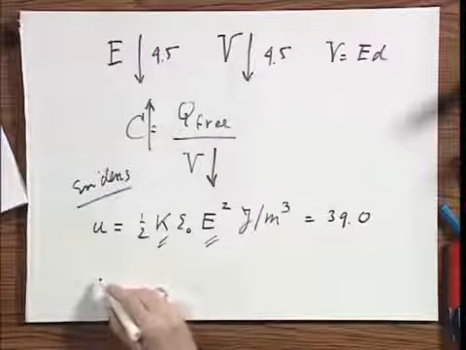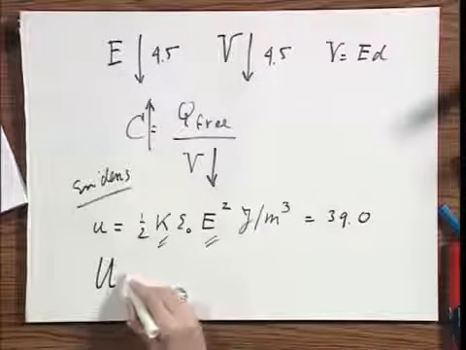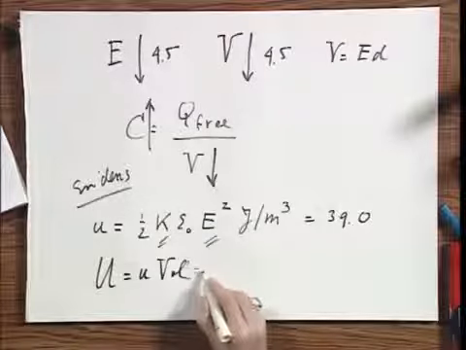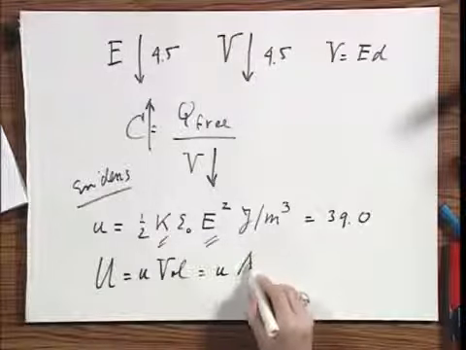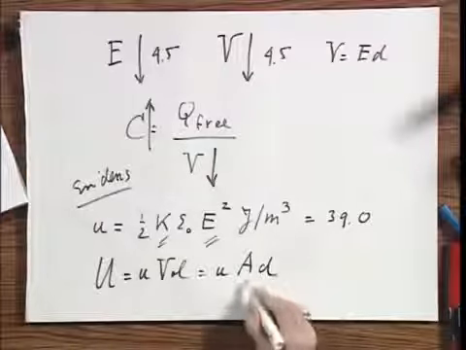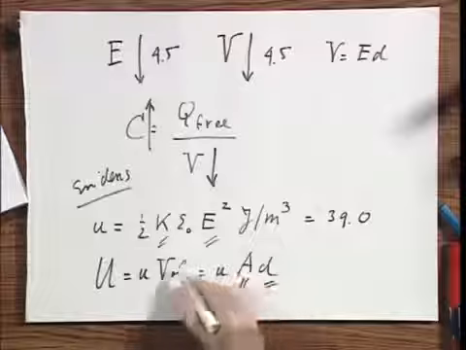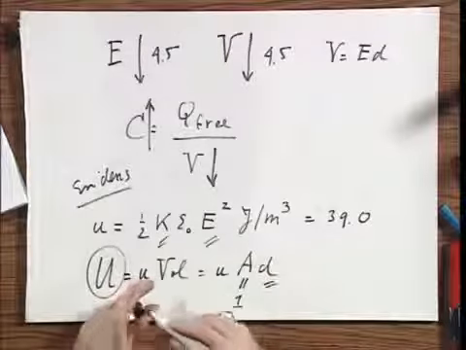If you want to know the total U, you have to take the little u times the volume, and that is the little u times the area A times the separation d. This was 1 meter. You are given d, so you can calculate what the total electric energy is in this system.